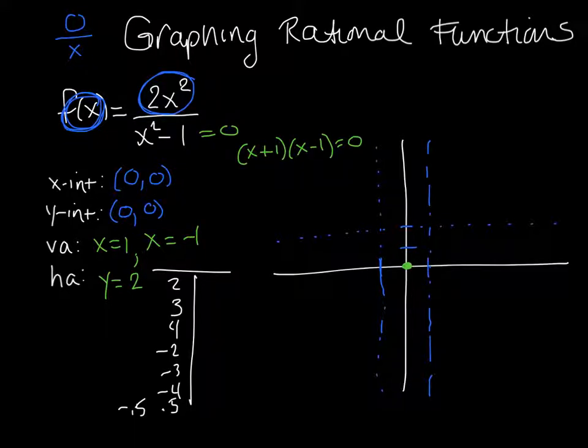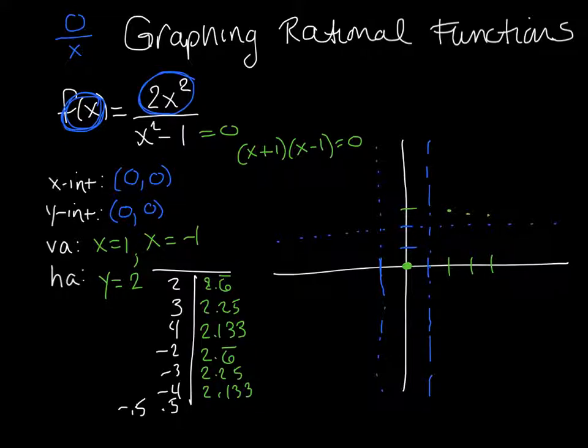So if we plug in 2, I get 2.6 repeating. 3 gives me 2.25. 4 gives me 2.133. -2 gives me 2.6 repeating. I have a feeling we're going to see the same numbers as what we've already gotten. -3 gives me 2.25. So this is going to be a symmetric one. And we get 2.133. So for these so far, I've got 2, 3, and 4. I got 2.66, it's a little over halfway there, and I got 2.25, and I got 2.13.